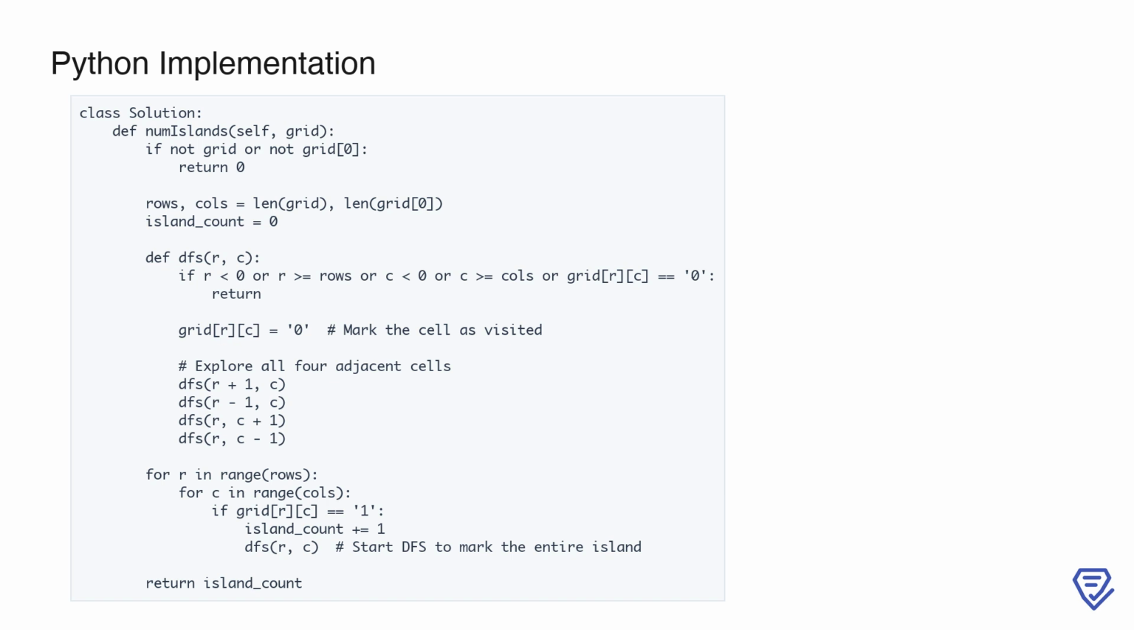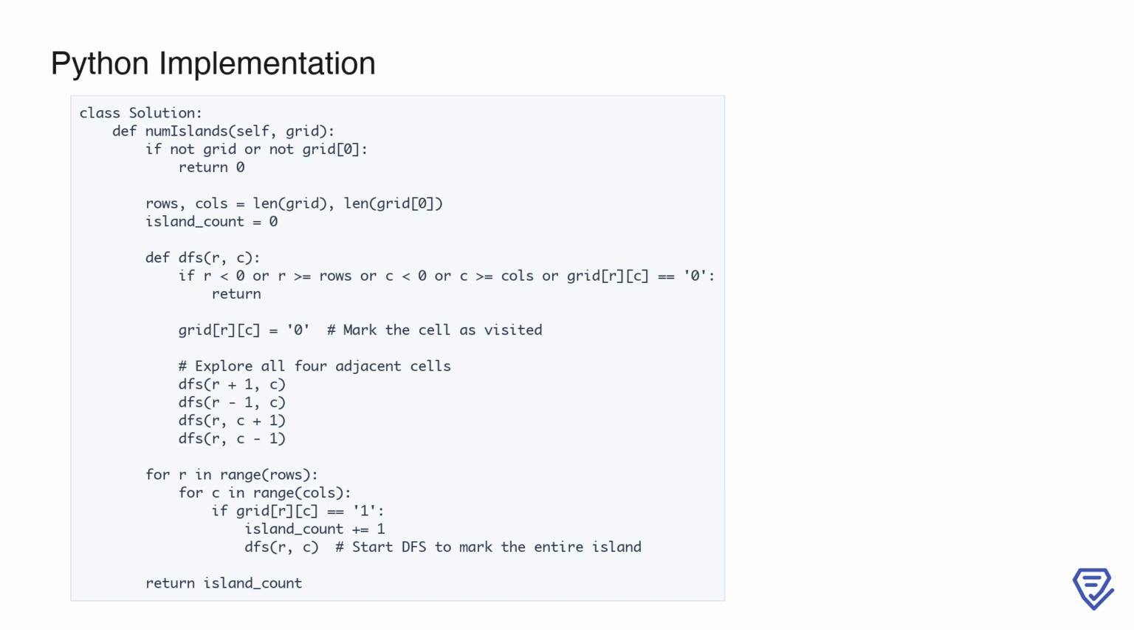The core of the solution involves a helper function, DFS, depth-first search. This function recursively explores the grid to mark all cells that belong to the same island. It takes the current row and column as inputs. If the cell is out of bounds or is water, 0, the function stops further exploration. Otherwise, the cell is marked as visited by setting its value to 0, and the 4 adjacent cells, up, down, left, right, are recursively explored.